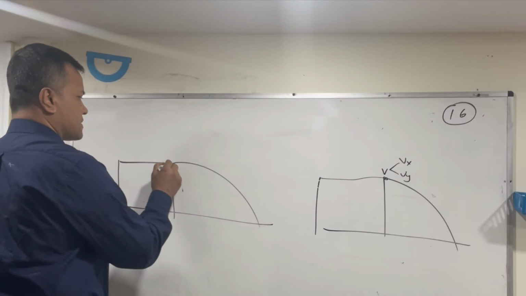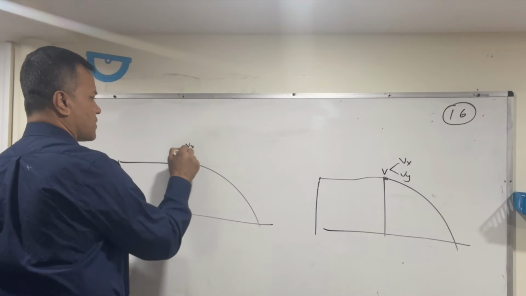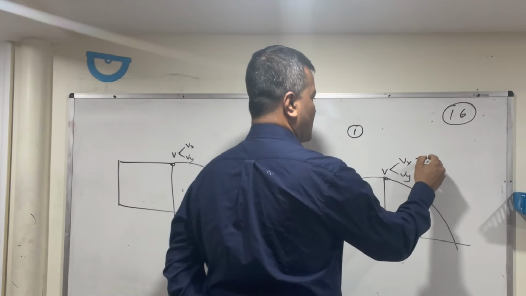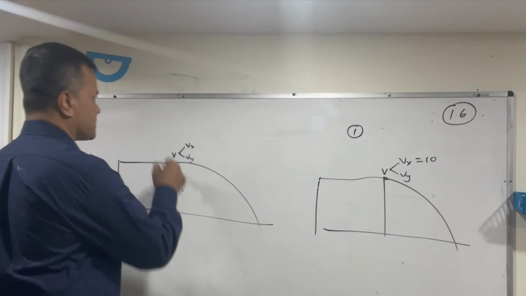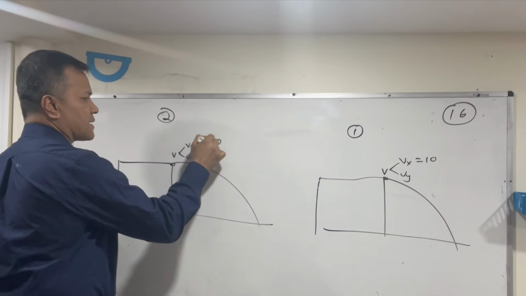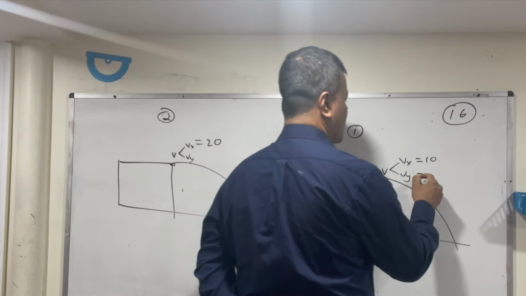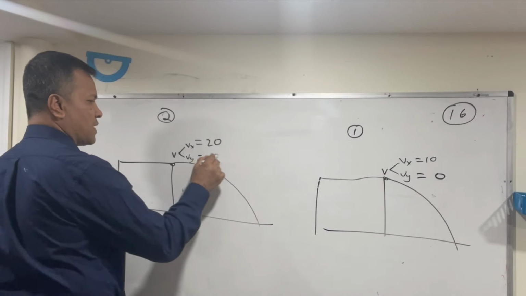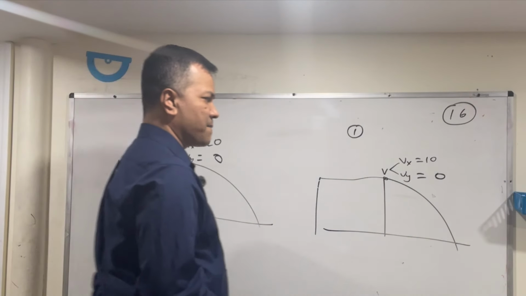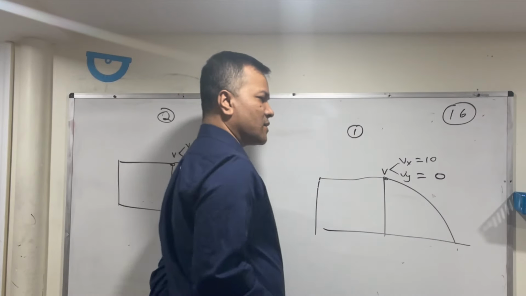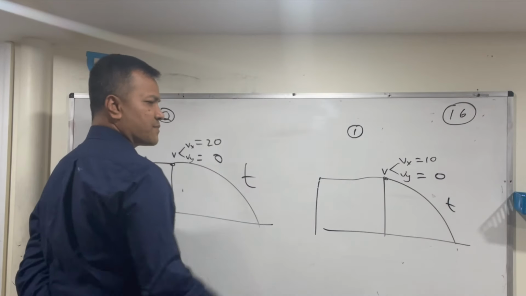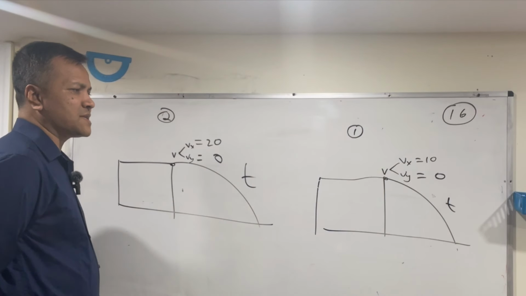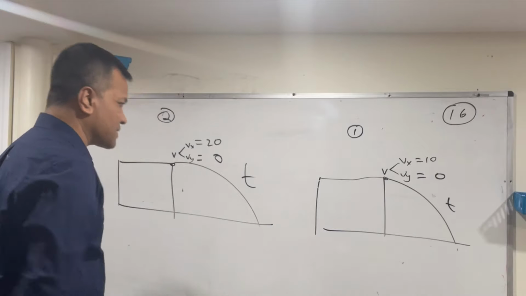This one Vx, this one Vx, Vy. Isaac, can you tell me what is Vx over here? 10. For scenario 1, 10. Can you tell me Vx for scenario 2? 20. Can you tell me what is Vy for scenario 1? 0. Okay, so Isaac, which one has the bigger T? Neither. Raf, which one has the bigger T? Same. Good, T is the same.